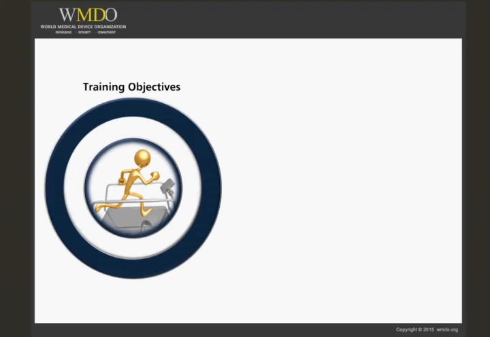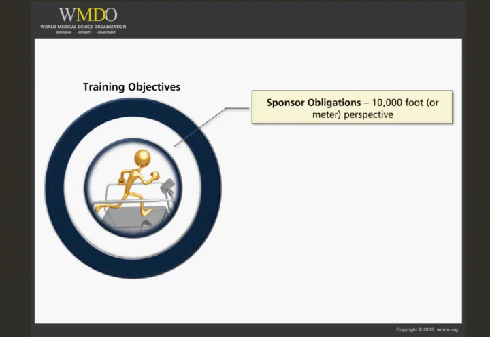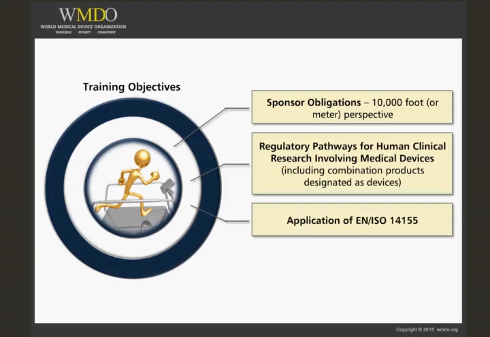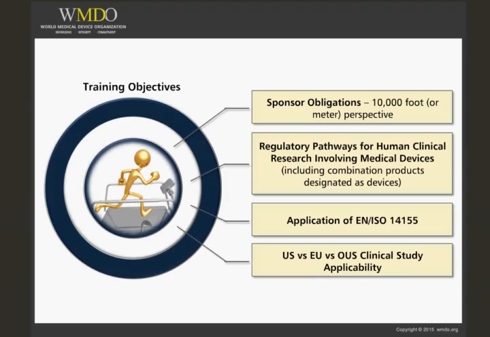The training objectives of this course will cover the overall responsibilities of the sponsor and the areas the U.S. FDA will focus on. It will discuss the regulatory pathways in which human clinical research involving an investigational medical device is obtained. The device area we're going to cover also includes those combination products that are designated as devices. We'll also briefly discuss how the harmonized European standard, ISO 14155, relates to the U.S. FDA BIMO program. We'll then move into how clinical sites that are located outside of the United States must comply with these U.S. FDA regulations.